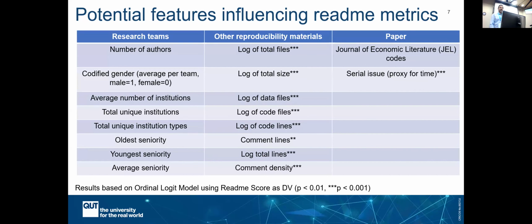I also ran a model testing how time affects the quality of these materials. I use the serial issue of the paper as a proxy for time. And this was also found to be statistically significant, meaning that the quality of the materials has improved over time. Maybe it's because researchers learn, they can check what other researchers have provided in past materials, so they can develop better materials when it's their time to share the materials with the journal.